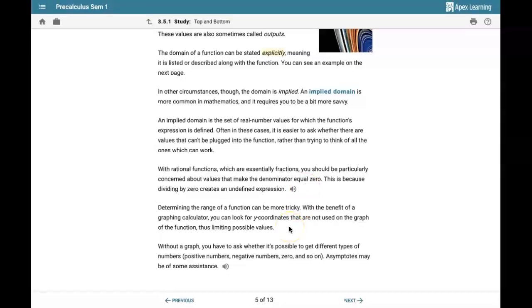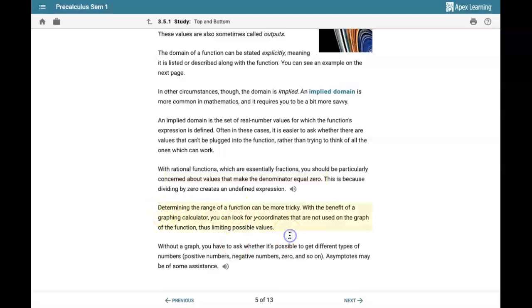And with rational functions, you have to be particularly concerned about what makes the denominator equal to 0. We cannot have a 0 denominator. So any x value that's going to make it 0 is no longer part of our domain. We don't include those because if we tried, it would mess up the graph. So this is going to be important because we're going to say our x values are all of this, but the things that are going to make this not true. And that's going to be for our x values.